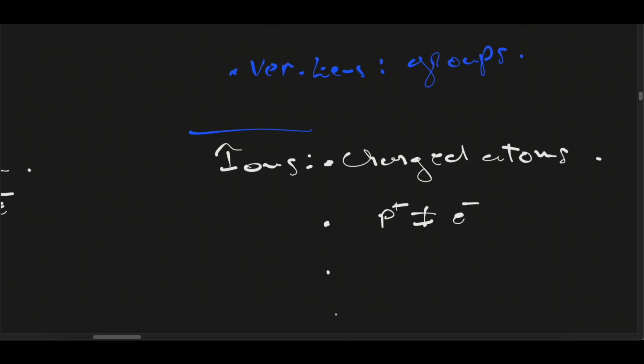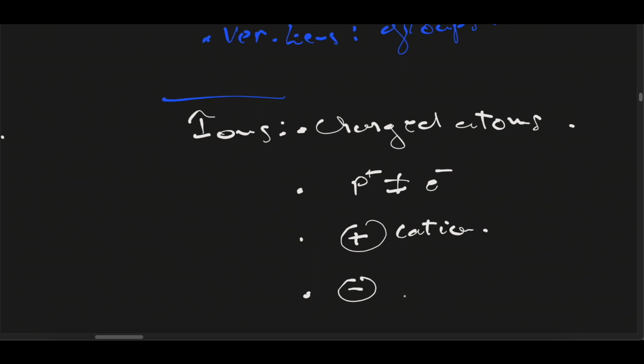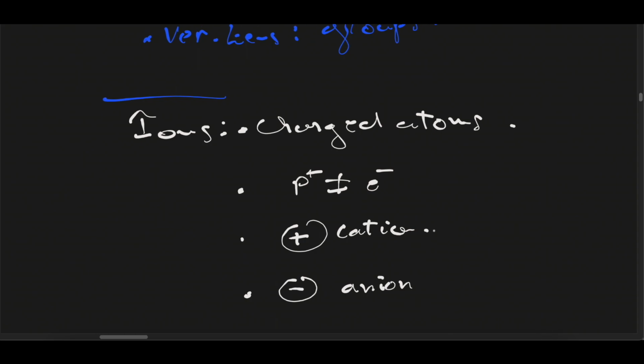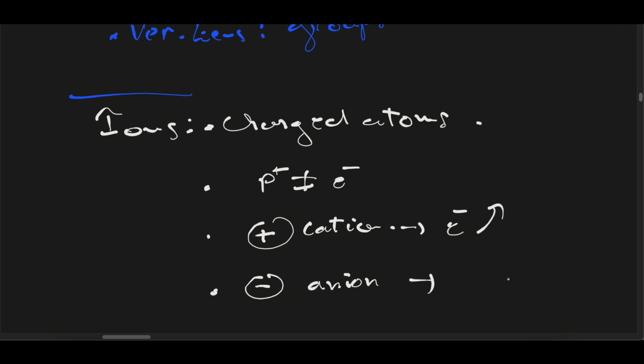And for the ions, we have two types. We have a positively charged atom or a negatively charged atom. The positively charged atom is called the cation, and the negatively charged atom is called the anion. The cation is obtained when one or more electrons are removed from the atom, and the anion is obtained when one or more electrons are added to the atom.